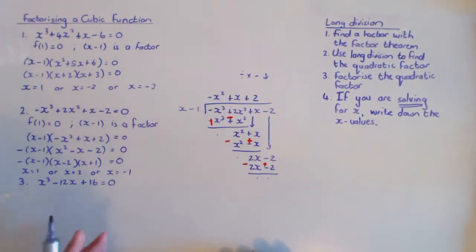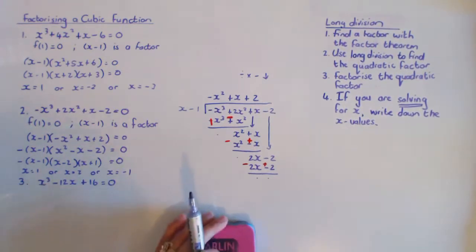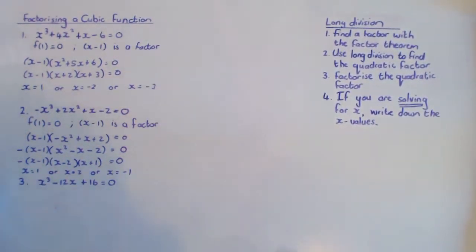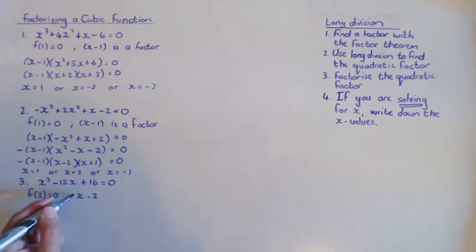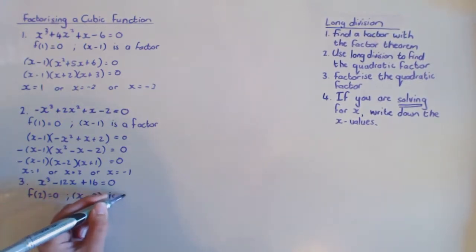So if you think you have it, pause the video, do it on your own, and check back for the answers. So let's quickly look at this. In this one, I had f of 2 was 0, meaning that x minus 2 is a factor.